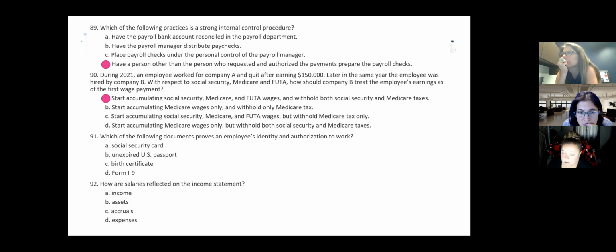Good job. Again, going back to company B, it has no idea what that employee earned from company A and could never. So they're just going to start over withholding just like it was a brand new employee and they hadn't earned anything in the year. So good job. Which of the following documents proves an employee's identity and authorization to work?